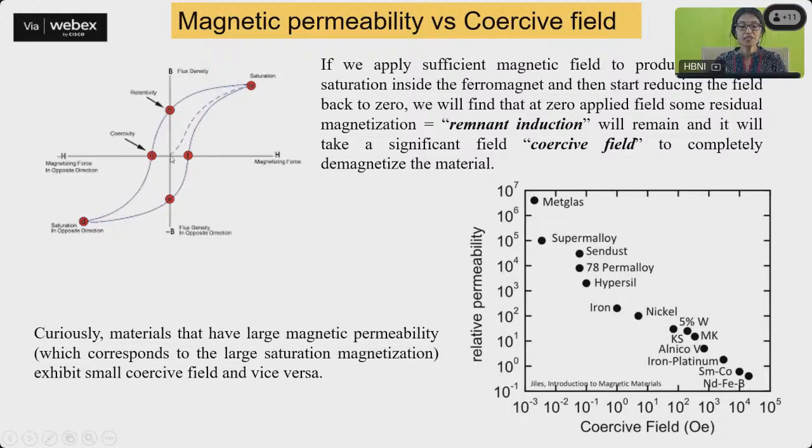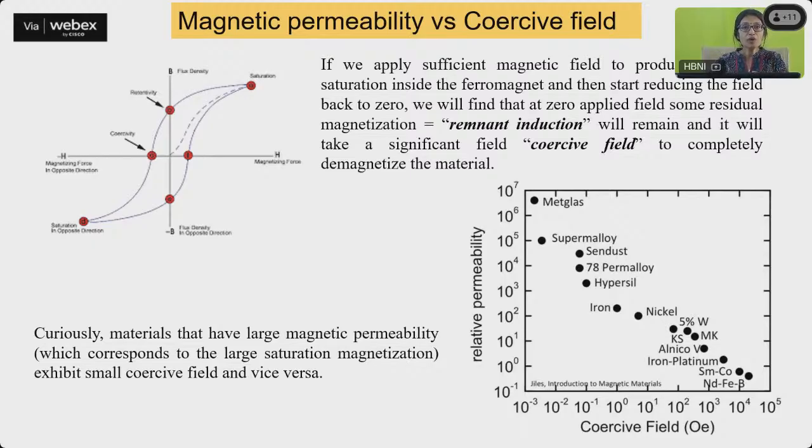What will you find? Suppose we started from here, we are actually increasing the magnetic field. The magnetization value increases, it reaches the saturation point. And from here, if you are applying a reverse field, what you see is that this doesn't come back to zero when you are reducing the field to zero. There's going to be some amount of magnetization which is left, and this is known as the remnant induction. Some residual magnetization is there, and this is going to remain.